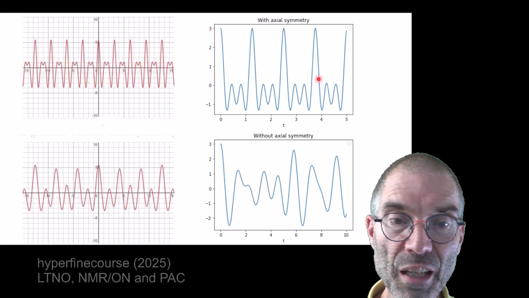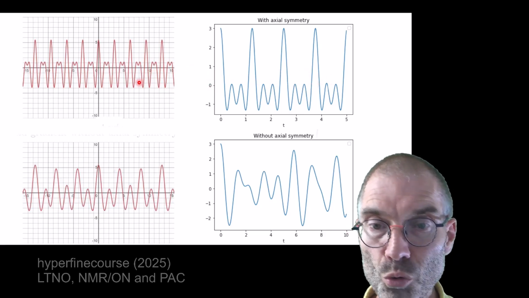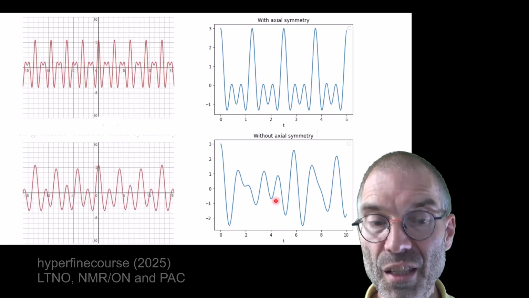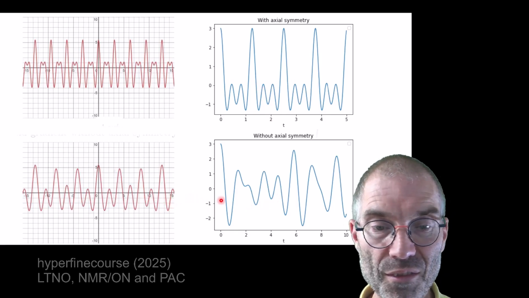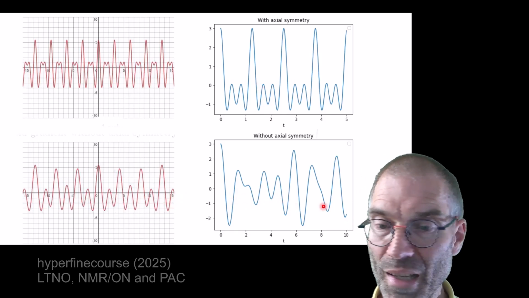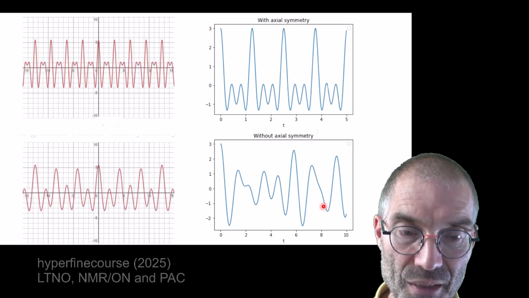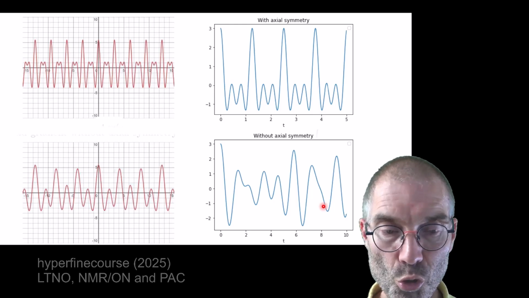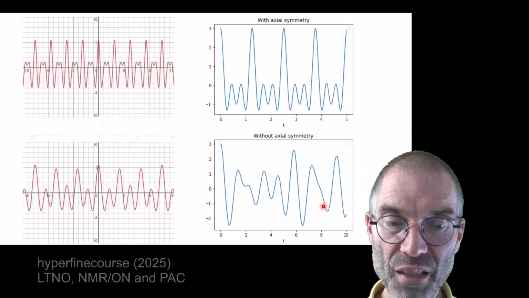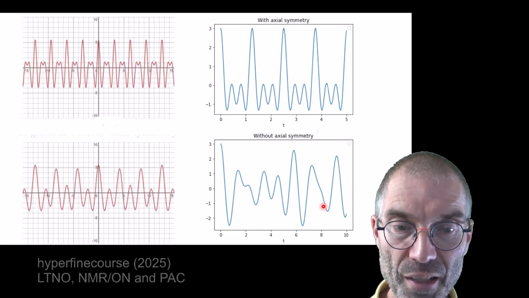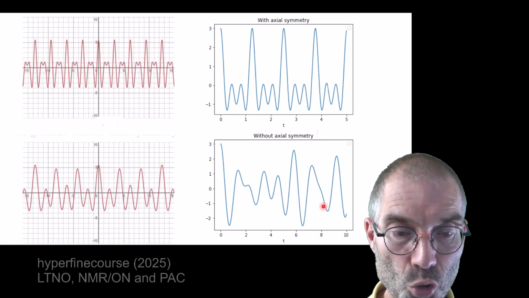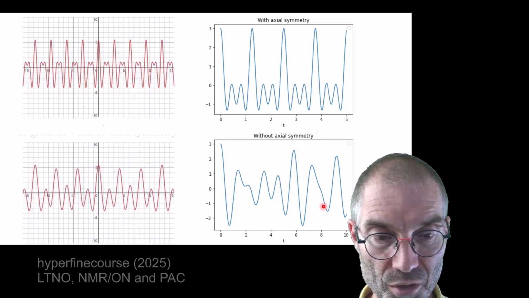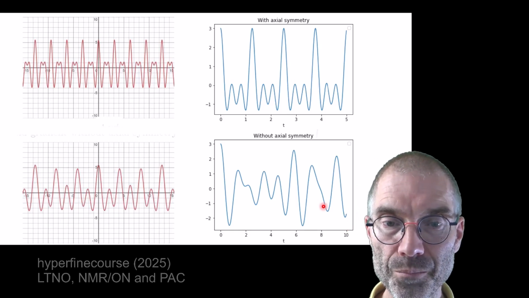I repeat here on top of the screen 2 examples of the curves with axial symmetry. If you break the axial symmetry, then the curve becomes much less periodic. In the end, if you measure for long enough, it would become periodic again, but you usually do not get there. So the part that you can observe will look like a non-periodic curve. So that's the signature of removed axial symmetry.